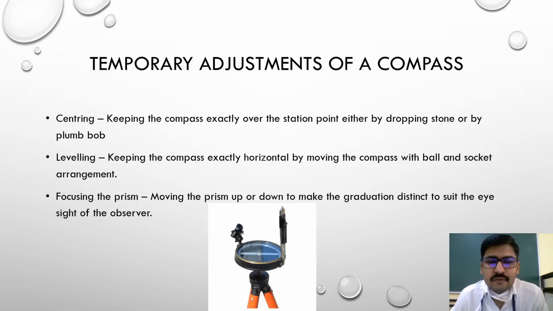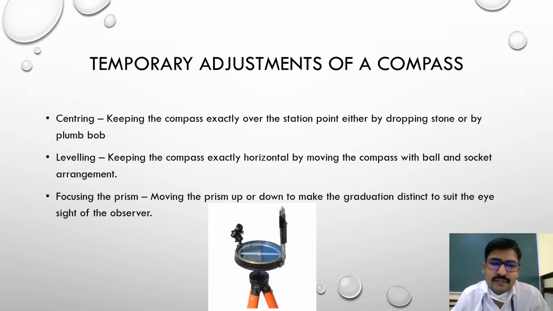If I have to go for permanent adjustments, then you need to know the different steps involved. For every equipment you will have different permanent adjustments. In a similar way we have temporary adjustments. Whenever you start working with the compass, before you start you need to carry out temporary adjustment, as well as whenever you shift the compass from one point to another point. So compass has got three temporary adjustments.